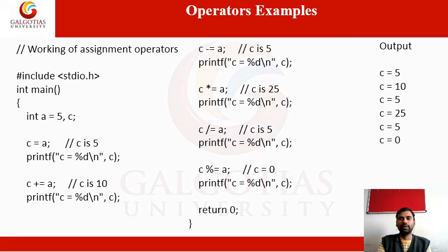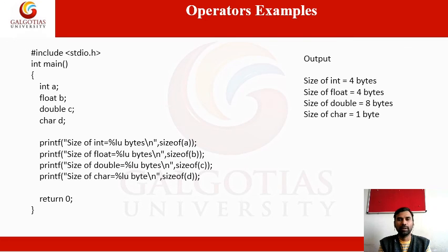Very simple. Like the size of operator, which returns the size in bytes for an integer, floating point value, double and character. So what is the size of an integer? 4 bytes. According to the compiler, some compilers return 2 bytes, some return 4 bytes. I already told you, this is not a class, but anyway, the size of integer may vary with the compiler. Next, floating point returns 4 bytes, double is 8 bytes, and the character size is 1 byte.